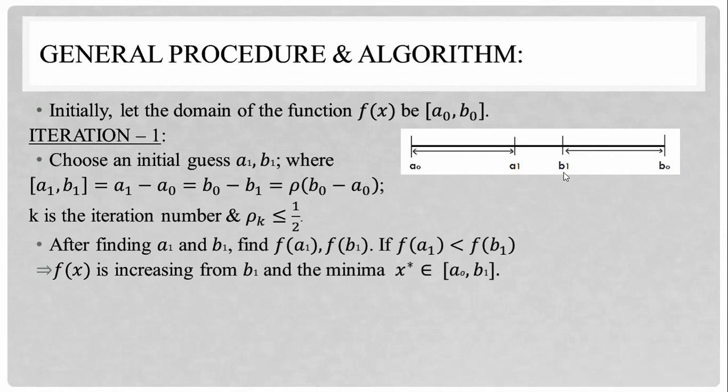In the other case, if f of b1 is less than f of a1, we will be finding the minima from a1 to b0, because it will be increasing from a0 to the left-hand side.